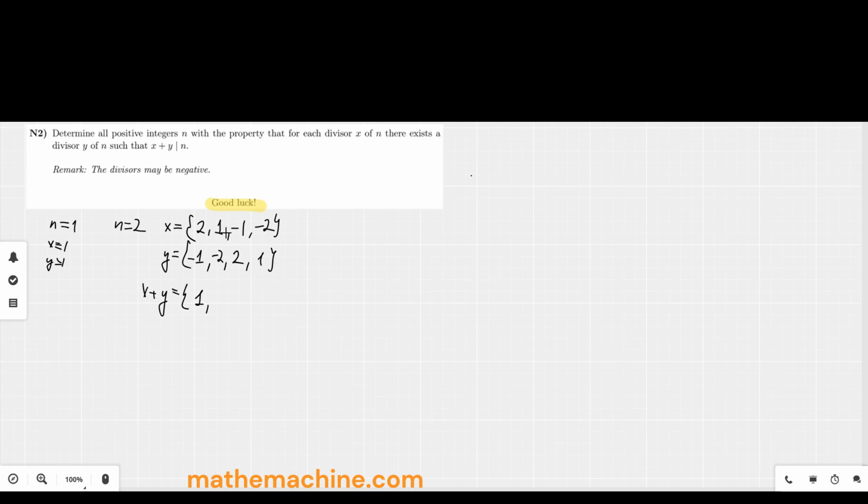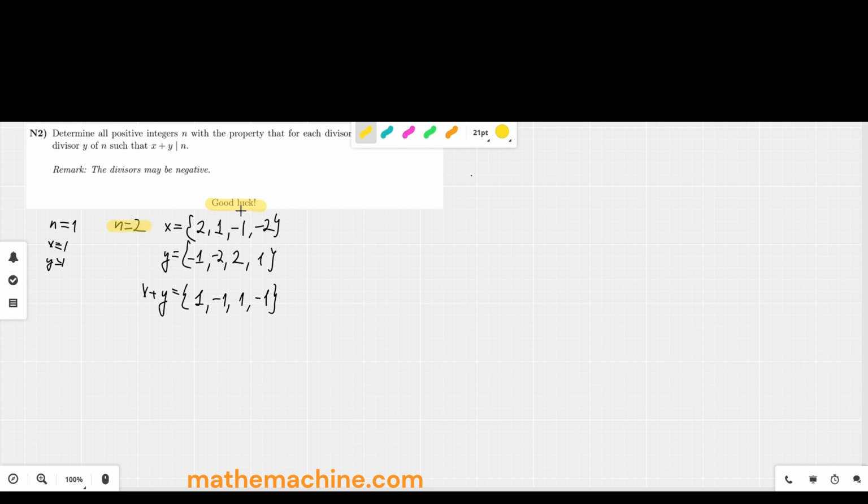Then, for those of you who probably do not yet understand what goes on, let us add them together, x and y. So 1 minus 2 is negative 1, minus 1 plus 2 is 1, minus 2 plus 1 is negative 1. And clearly all these numbers, 1 and negative 1, divide 2. So that is why for each possible x, we found y so that x plus y are divisors. So it works for each value. So yes, this one is a good one.